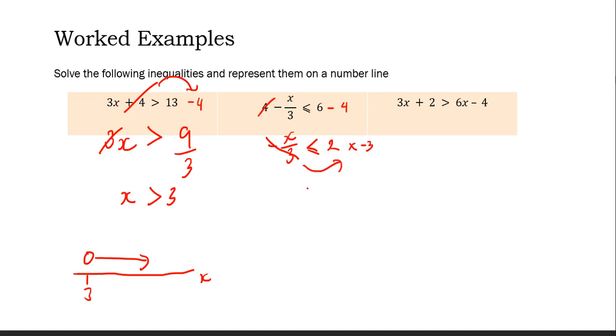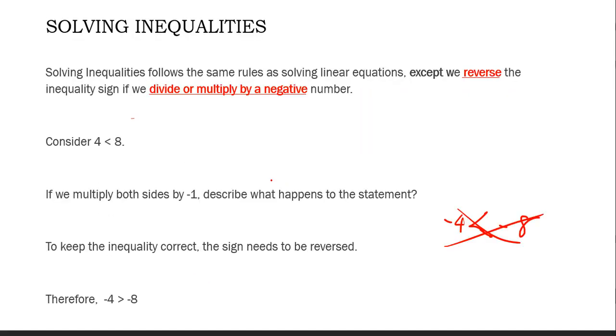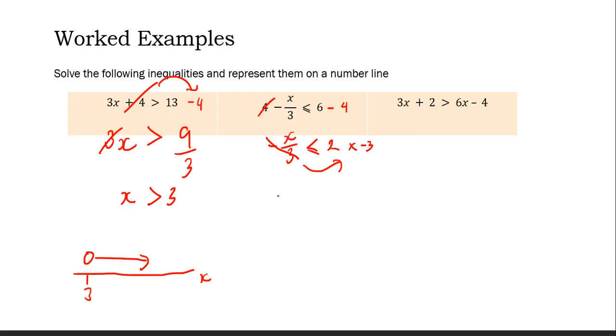Now this is where that rule from the previous slide comes into play. When you divide or multiply by a negative, you have to reverse that symbol. So that means now x is greater than or equal to, I've reversed that symbol, 2 times negative 3, negative 6. So put that in my number line. x is greater than or equal to negative 6. So if negative 6 is here, x is bigger than that number, and we color it in because it's equal to. And this is the number line called x.